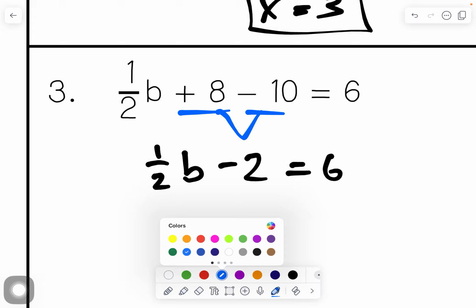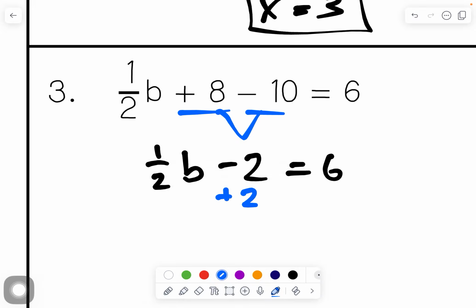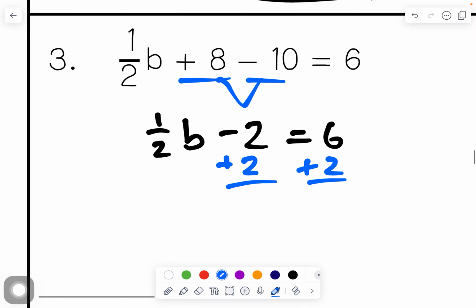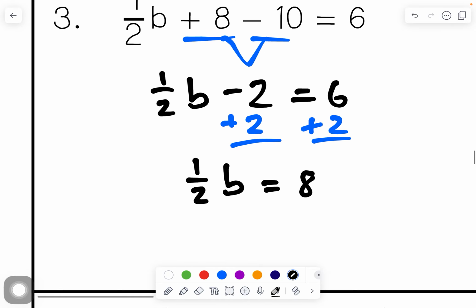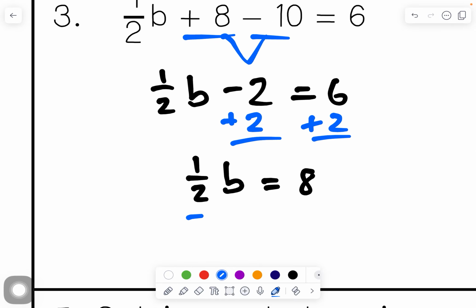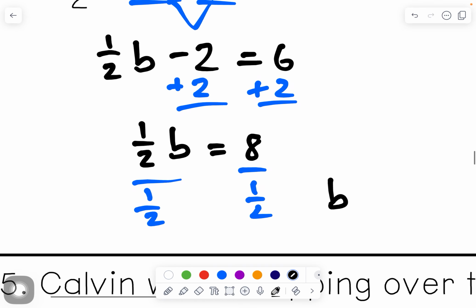All right, now we're going to go ahead and solve by adding our constant to both sides, because that's the opposite of subtraction. So 1/2 b is going to equal 8. And then finally, we want to divide by 1/2. All right, and we find out that b ends up equaling 16.